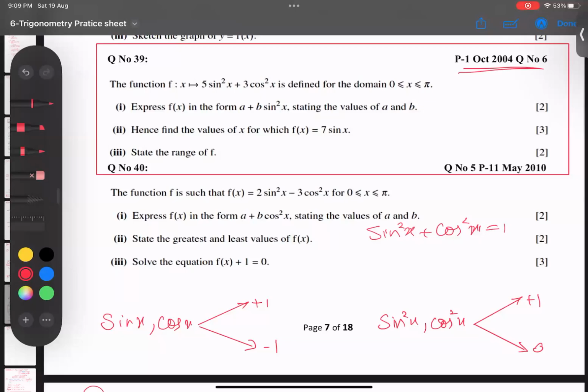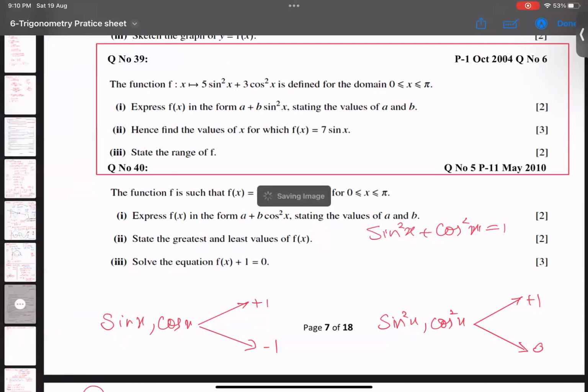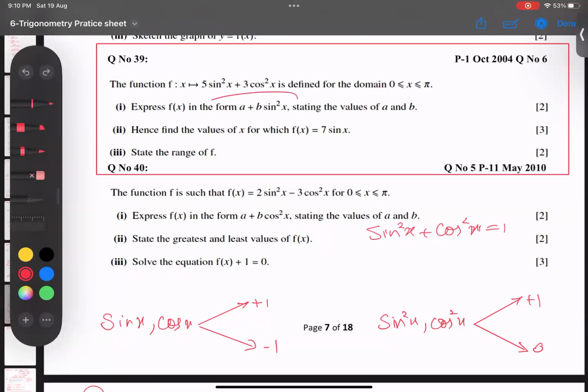Rahim. This is October 2004, question number 6 and first variant, paper 1, because there are no variants before 2009. Okay, the question is this: f(x) is given until pi. We have to convert this into the required form. This is given, this form.